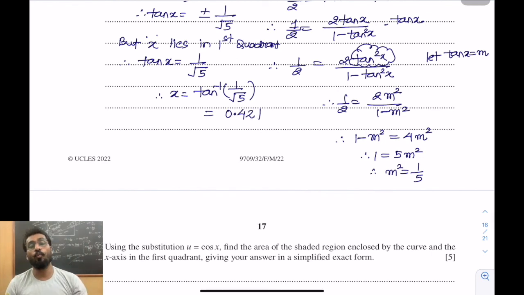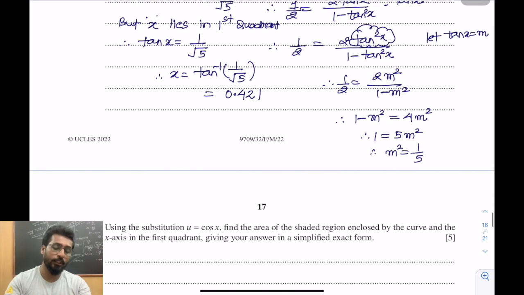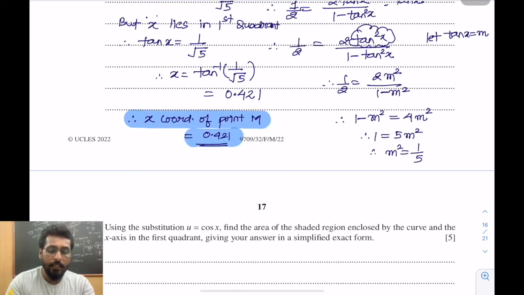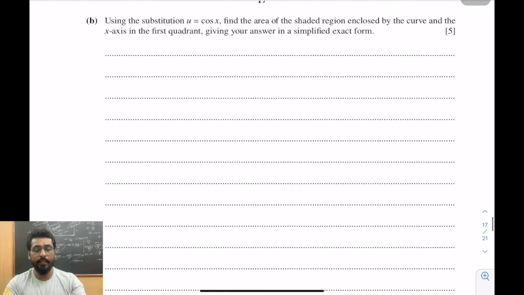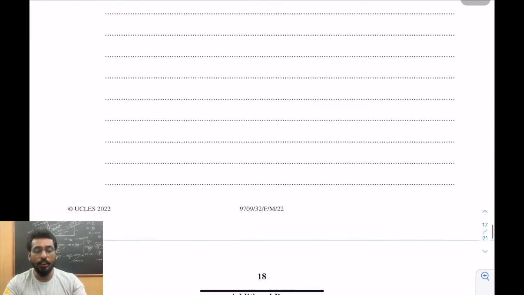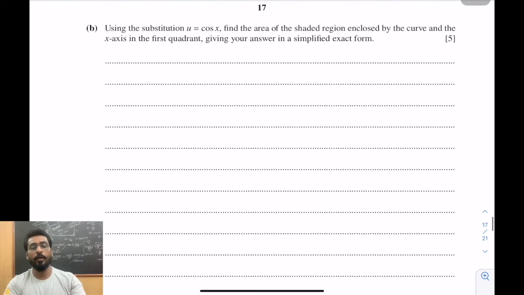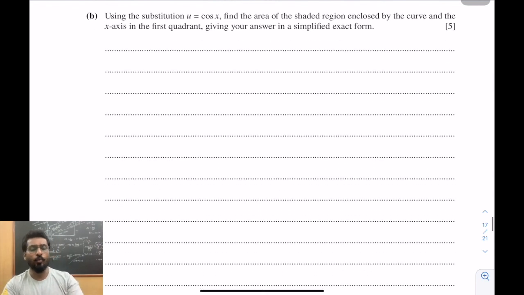So what's the x coordinate of point M? It's 0.421. So therefore I can write x coordinate of point M is 0.421. That's your answer, students, right? And finally we are on to the last part, the last question of the question paper. Let's quickly wind it up, students.